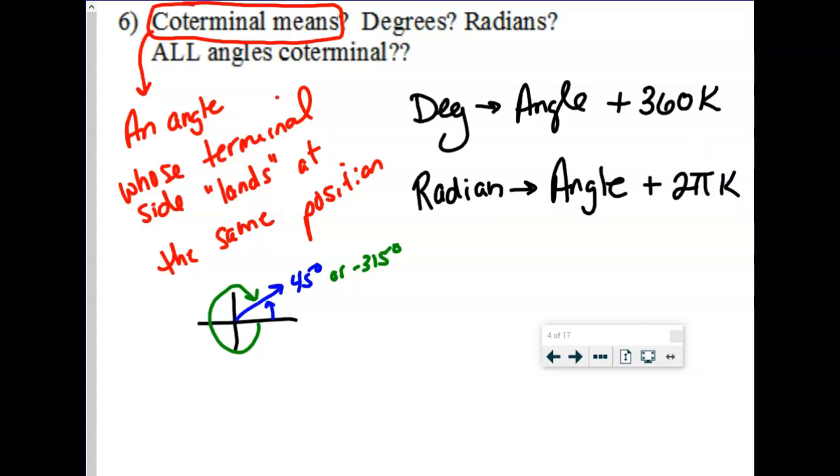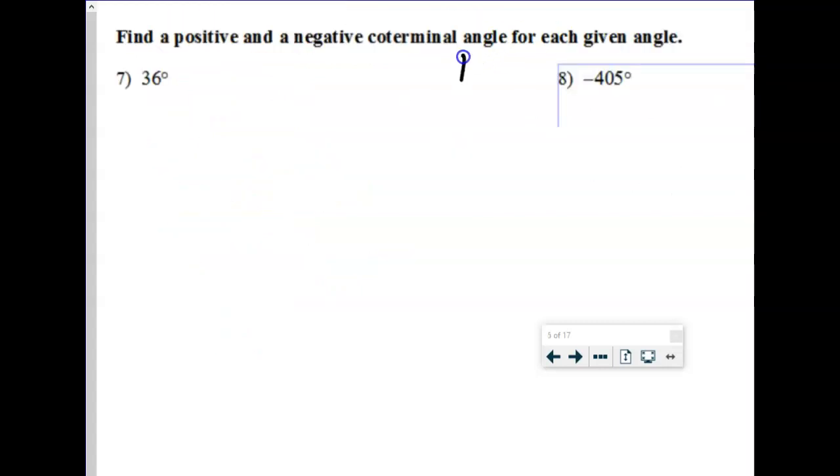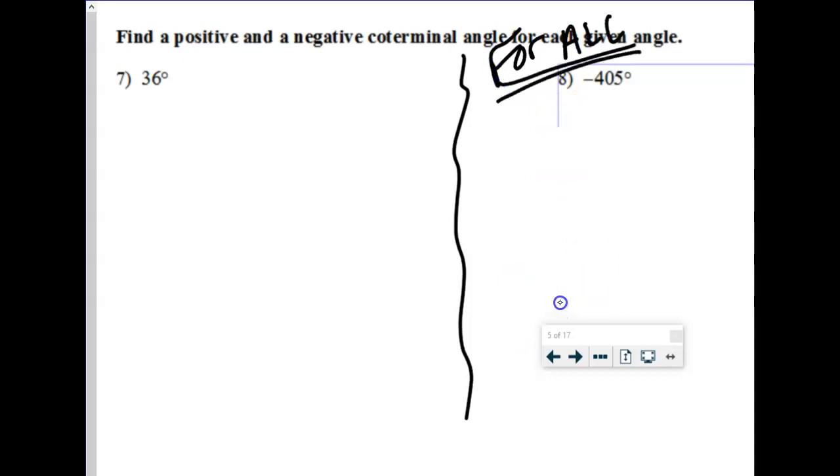Okay, so for the next 4 examples, I'm going to do one in a specific case and one in a general case for both radians and degrees. So I'm going to change the directions a little. You might want to draw a line between 7 and 8 and between 9 and 10. On 8 and 10, I'm going to change the directions to be for all angles, the general case. And over here on 7 and 9, we're going to do what the directions actually ask for. So if I start with 36 degrees, and I want you to give me one positive and one negative coterminal angle.